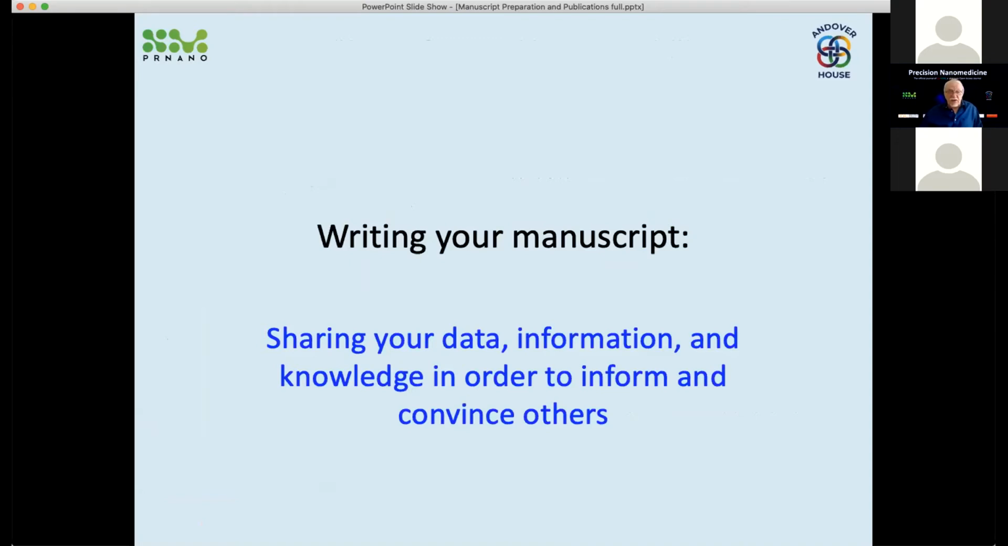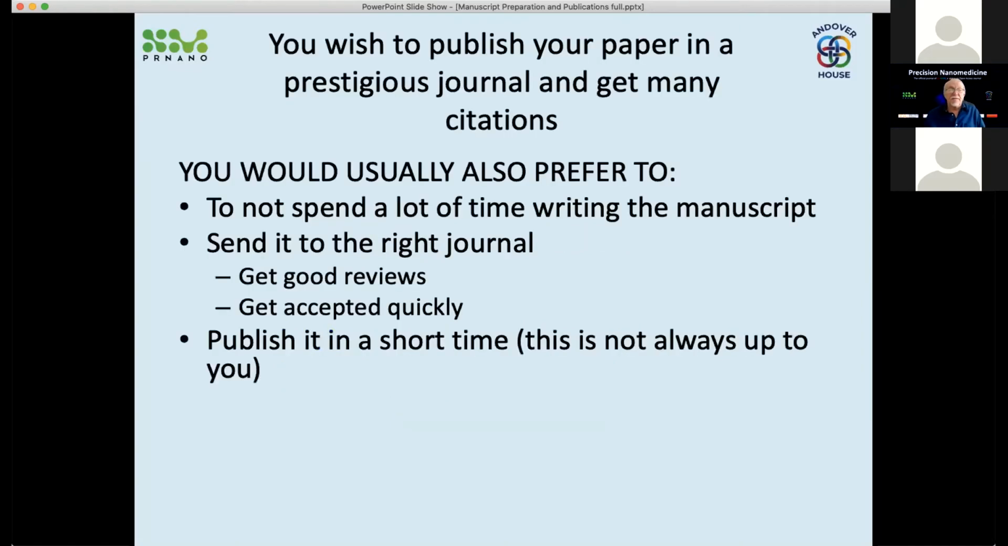That is sharing your data, information, and knowledge in order to inform and convince others. Of course, with written articles, so publishing, you have to convince the editors first. There is a filter to make sure that the information is useful. And the information and knowledge, the content of your paper, is useful, and it is good enough to change others' minds.